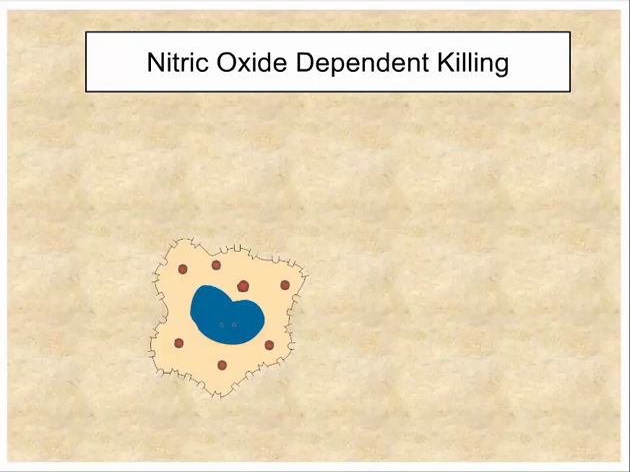Do you know what the autocrine and paracrine mean? Okay, so it can act in an autocrine fashion or in a paracrine fashion, and stimulate this cell or activate the cell then to produce nitric oxide, which is a reactive nitrogen species, and that can kill the bacteria.